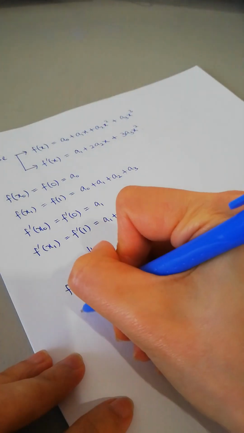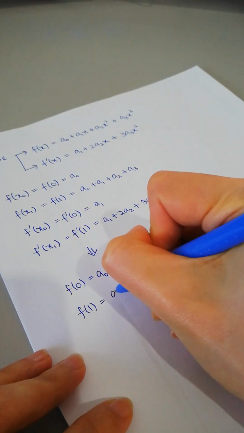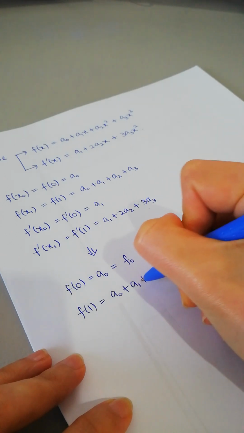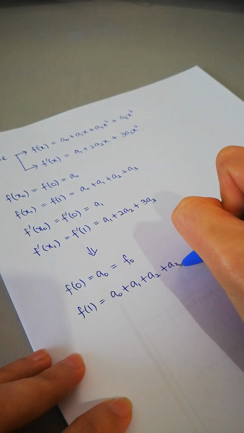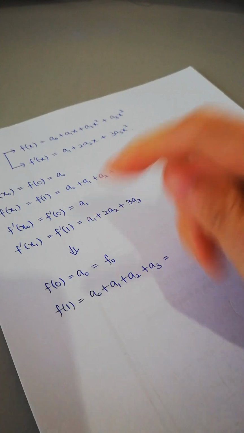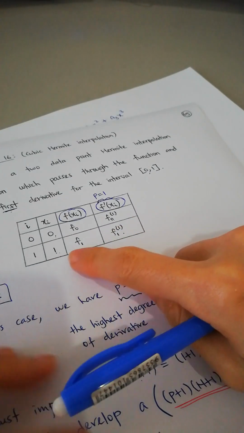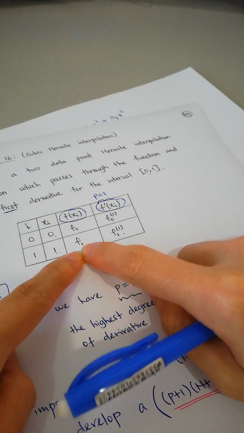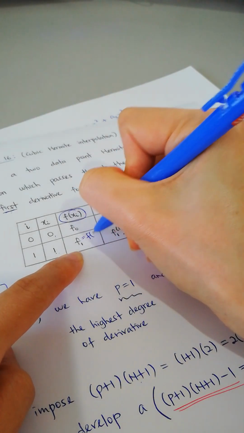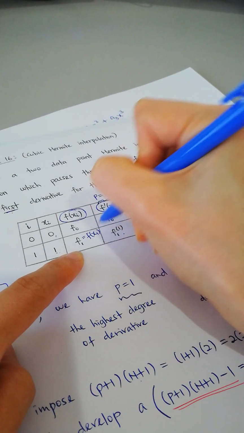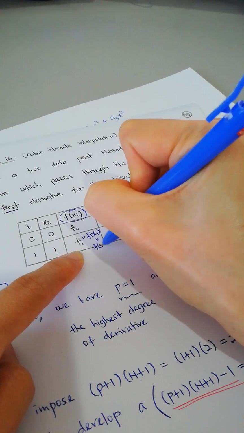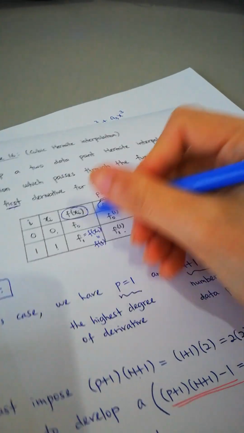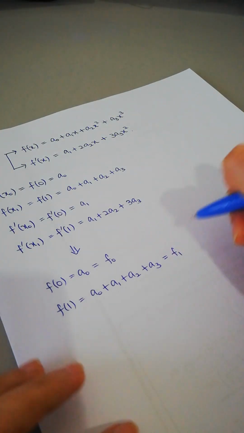Next, our f(1), which is equal to a0 plus a1 plus a2 plus a3. So this is also equal to f(1). What is your f(1)? So this is your f(1), the value of f(x1), which is equal to f1. So you have f1, and then this is equal to f1.